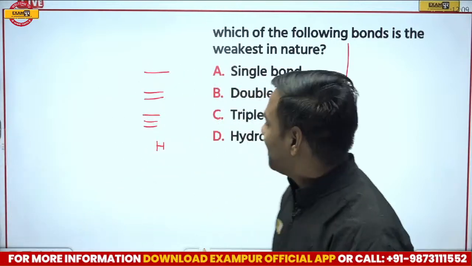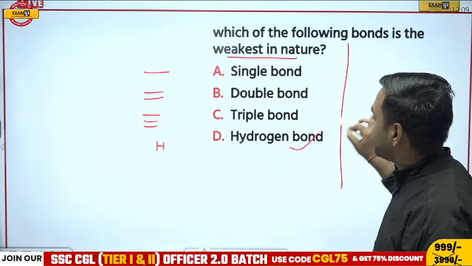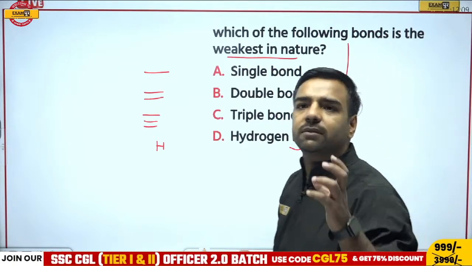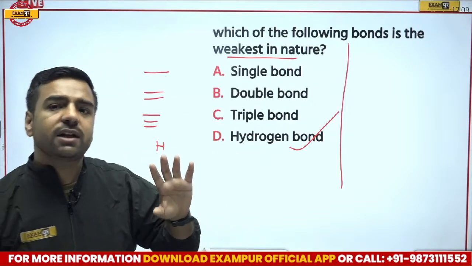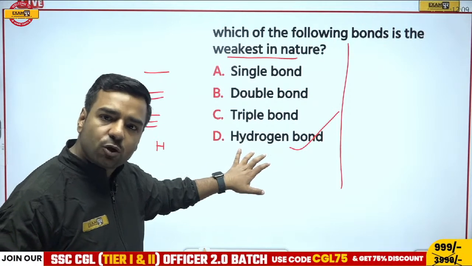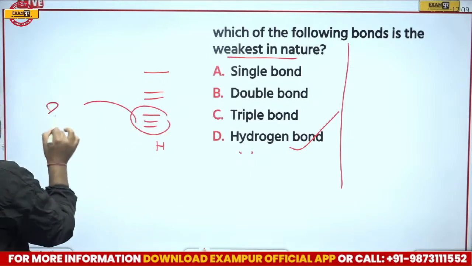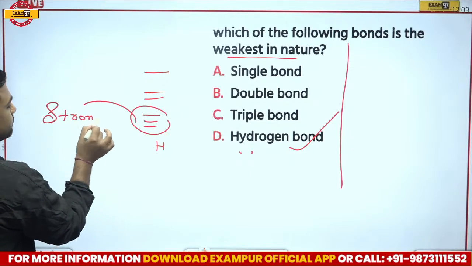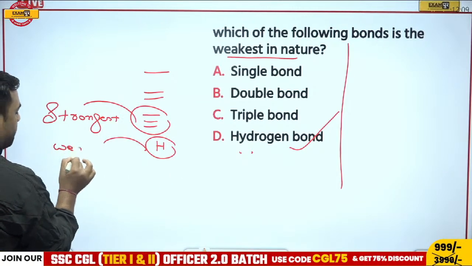So yeah, if I talk about this weakest bond, please remember the bond which is weakest in nature is hydrogen bond. Okay, Madhana and Gobinath, please do not forget the weakest bond is hydrogen bond. But if someone asks you about the strongest bond, the strongest bond would be this one. Here, it would be the strongest one. And yes, hydrogen bond will be the weakest one.